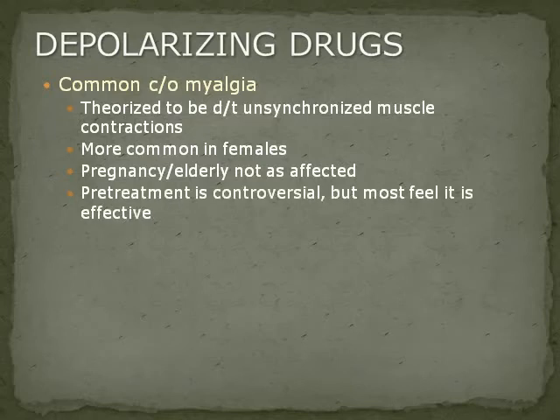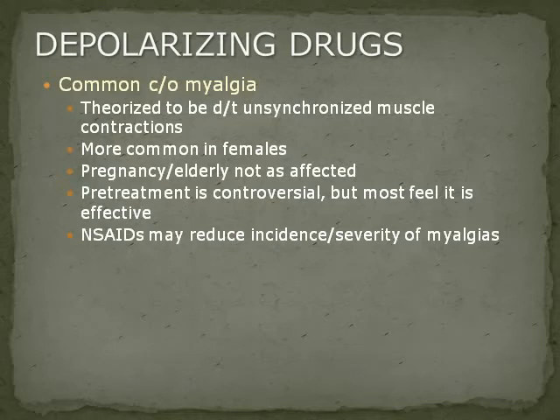The efficacy of non-depolarizing pretreatment, such as rocuronium 0.1 milligrams per kilogram, is controversial, but most clinicians feel it is effective. Perioperative use of nonsteroidal anti-inflammatory drugs may reduce the incidence and severity of myalgias.